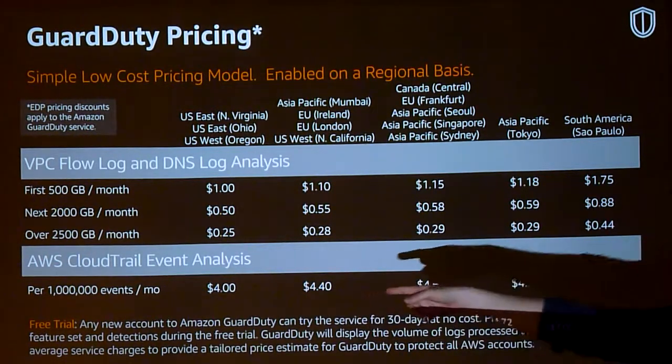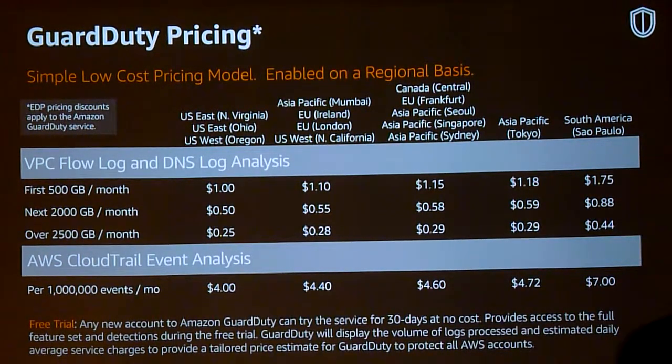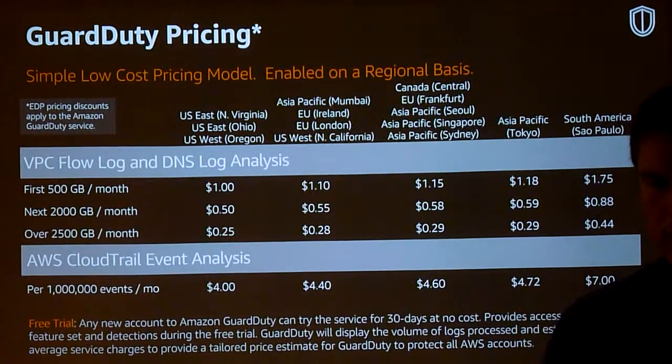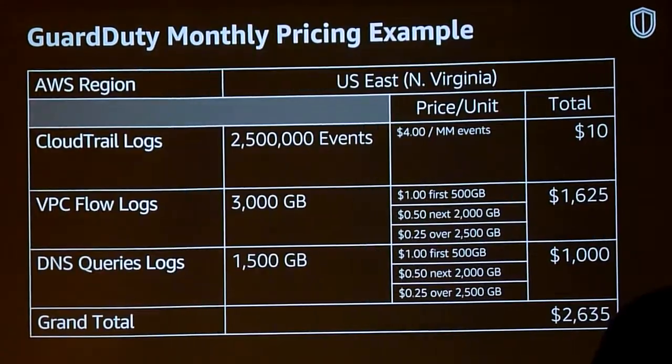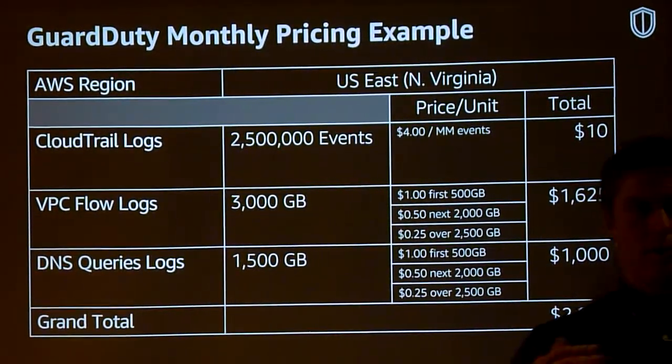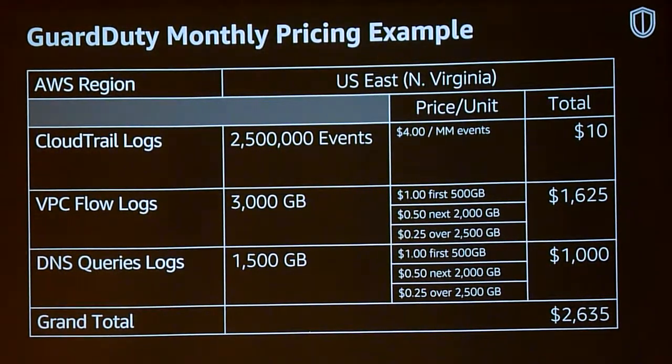And then 1 million events per month for CloudTrail. But here's a good thing. For the first 30 days of usage, it's at no cost. And then there's a details screen which shows you the average estimated daily cost for that month, and the volume of VPC flow logs, DNS logs, and CloudTrail logs. So you'll know after 30 days roughly what it's going to cost you.